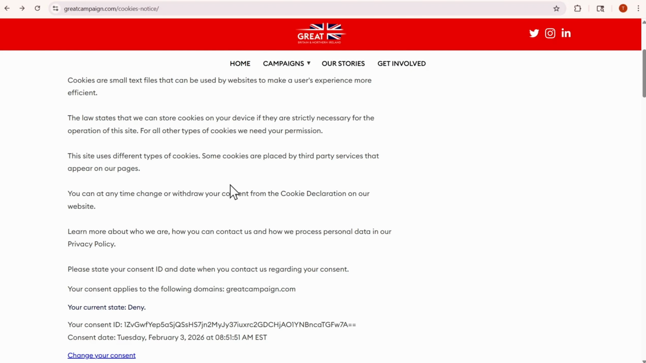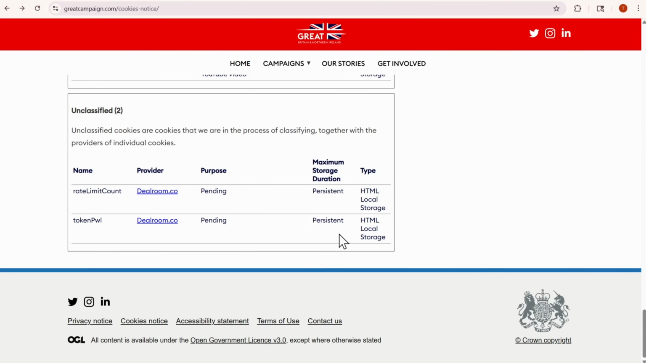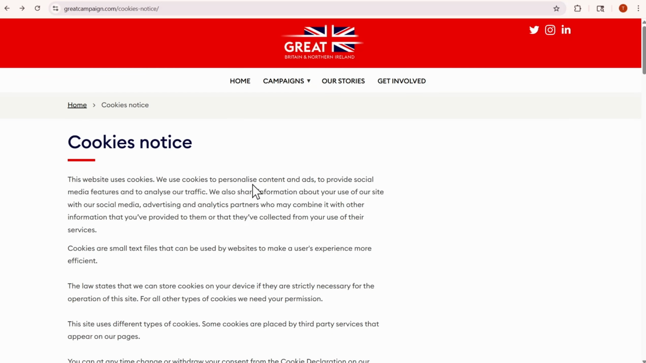You can at any time change or withdraw your consent from the cookie declaration on our website. Learn more about who we are in our privacy policy. I think it would be useful to also have a link to the privacy notice so that we can reconcile as consumers what's being said there and what's being said here. Outside of that, I still think it's really valuable to look at what's happening with these websites. I'm not going to click on the notice, but I think it's valuable for businesses to not only realize that the privacy notice itself is important, but also the cookie notices too, because again, cookies are personal data.